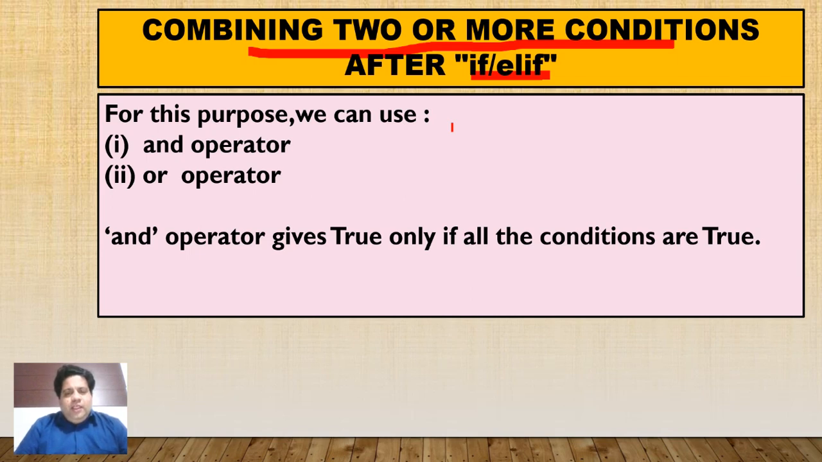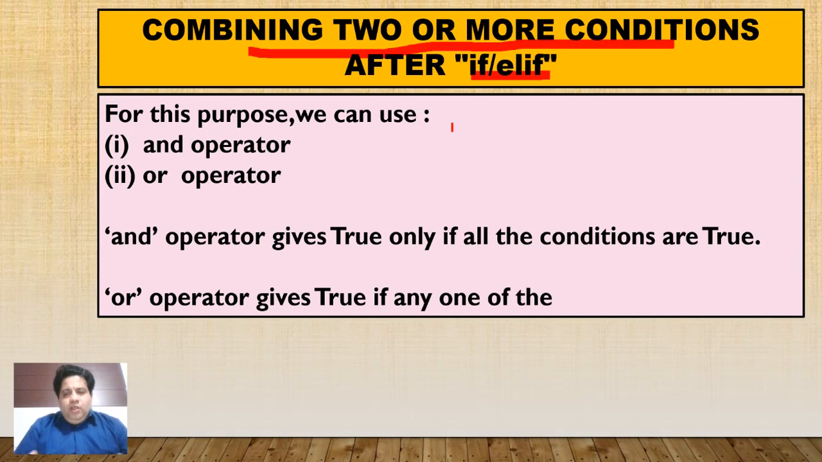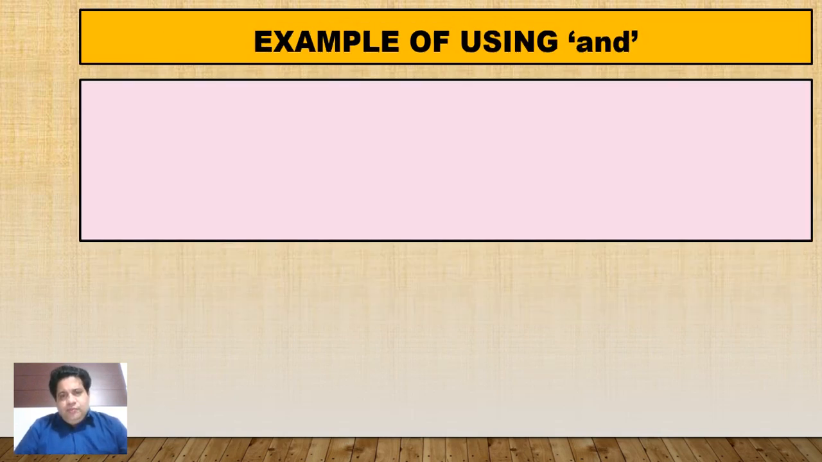और if के आगे अगर कंडीशन ट्रू होगी तभी एग्जीक्यूट होगा. एंड और क्या करता है? OR operator gives true if any one of the condition is true. Or operator gives true if any one of the condition is true. So now how can we use these operators in a program? For example, now this is an example of using AND.